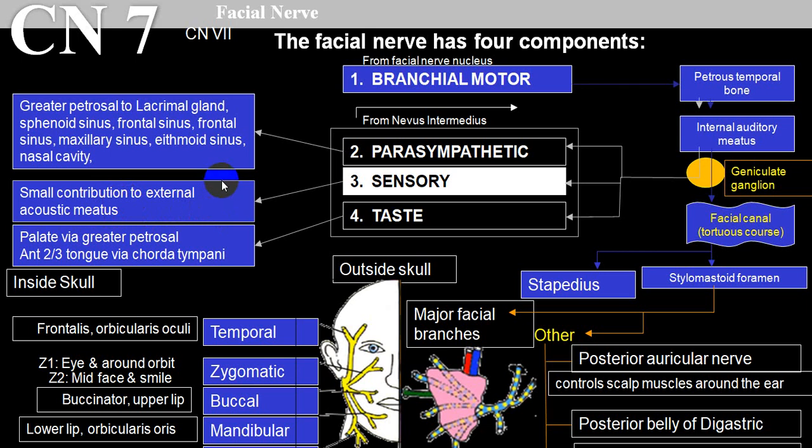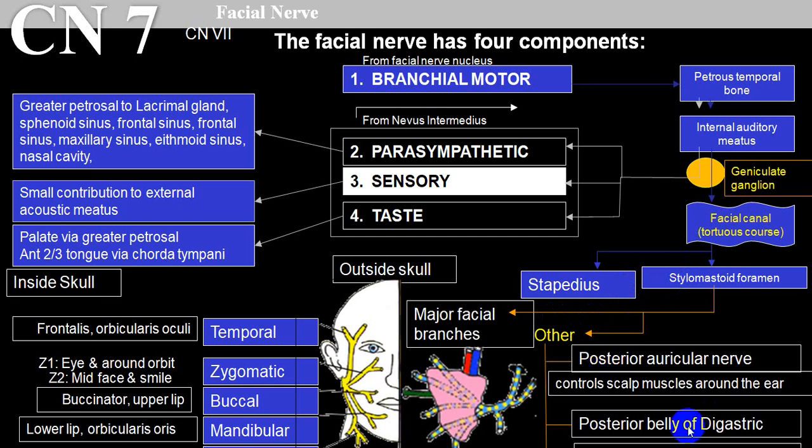And there will be one branch to the stapedius muscle, and that will take part in movement of the stapes bone and acuity of hearing. After coming out through the stylomastoid foramen, there will be the posterior auricular branch, which will be supplying the skin behind the ear pinna.